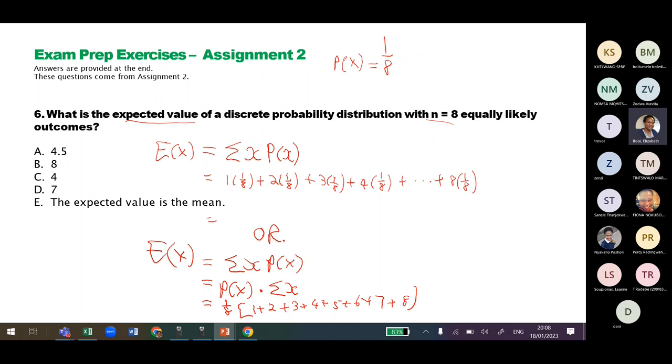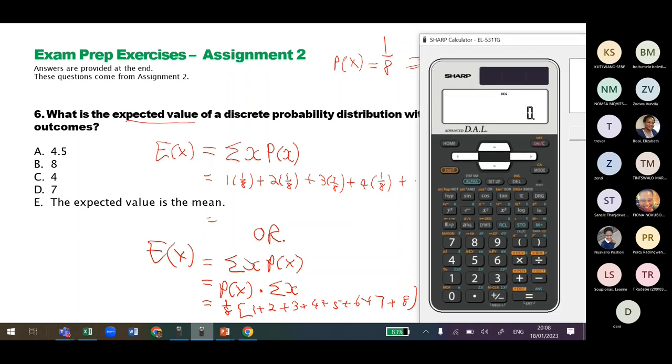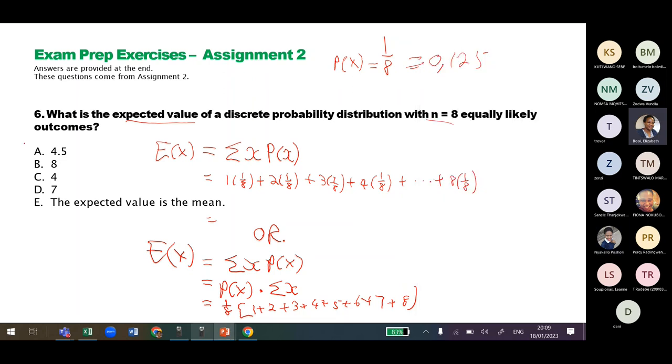Use whichever method you feel comfortable with. They will give you the same answer. So what is the answer? For those who don't have the Casio calculator, you can calculate this manually: 1/8 is 0.125. Then you can just put 0.125 into a bracket times 1 + 2 + 3 + 4 + 5 + 6 + 7 + 8, close bracket, and say equal, and that will give you your answer of 4.5.